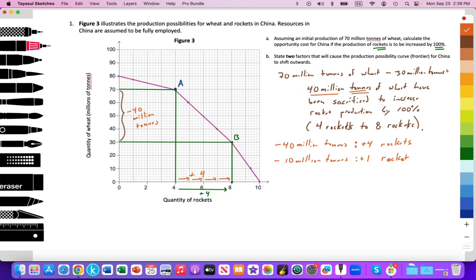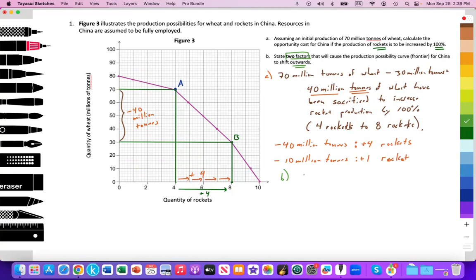Okay, great, that's the A question. Let's move on to the B question. This is a very common question that I see the IB asking. State 2 factors. They can ask this at the micro level, the macro level. They're looking at what causes shifts in production, increases in the long run aggregate supply curve or Keynesian aggregate supply curve in macroeconomics, or the production possibilities curve. What are the factors that can cause the production possibility curve to shift, in this case, outward?